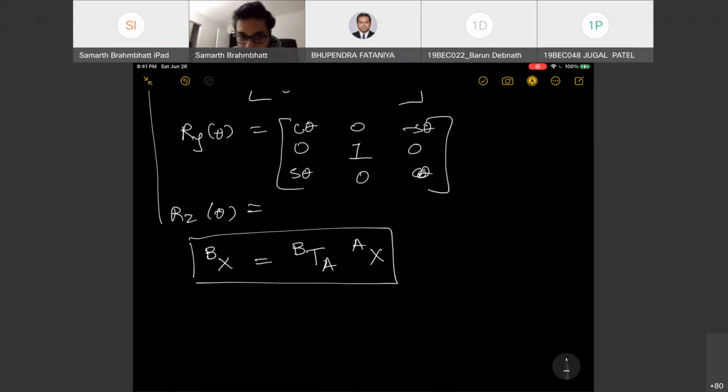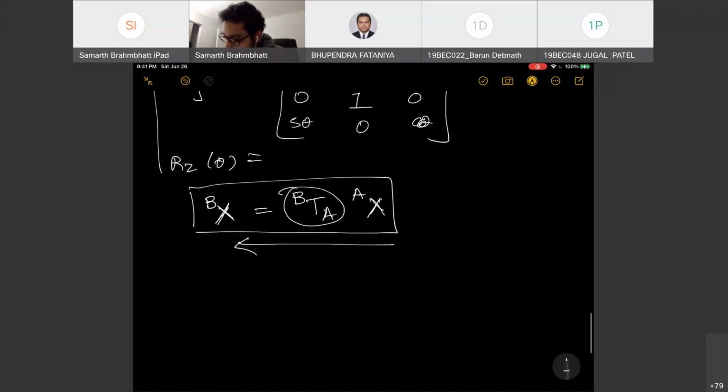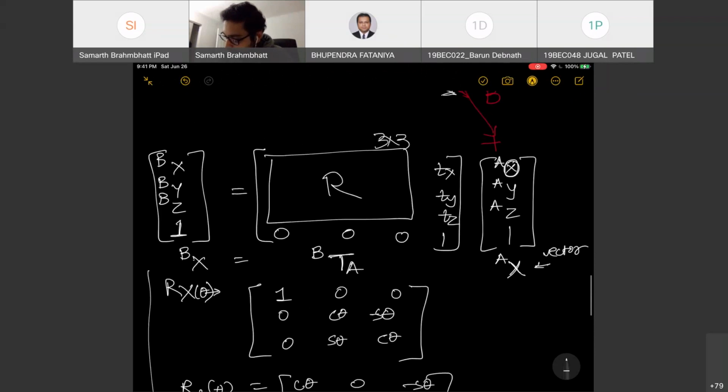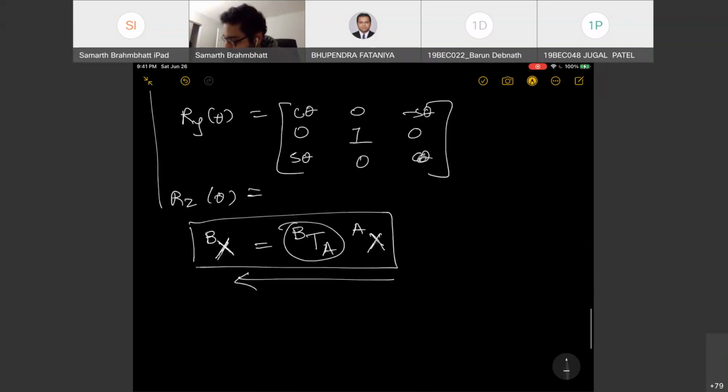And this is a very useful formula because you can also remember it like this. It goes from left to right. So you start with a point in the A coordinate system. This A and A cancel out, and you're left with B. So now from the multiplication by this matrix, you get the point in the B coordinate system. And remember that this whole thing was possible because we added 1 over here, right? So that is also another advantage of using these homogeneous coordinates.